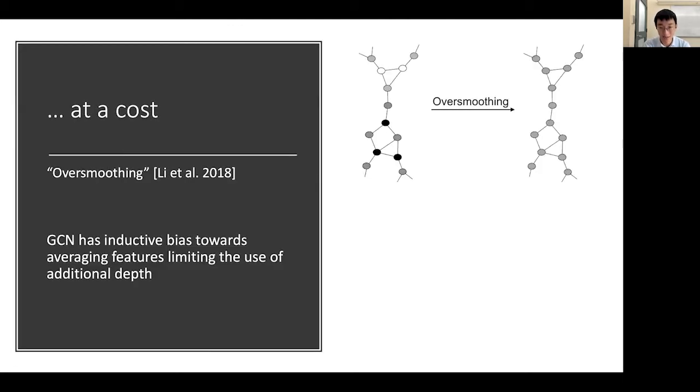However, stacking layers like this presents some issues that have been studied in other works. Oversmoothing is a phenomenon observed in a number of graph convolutional networks or other neural networks, where the features become more and more similar between nodes as depth increases. This limits the depth of useful networks.